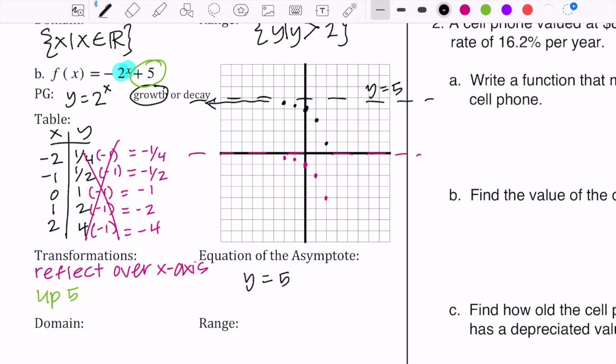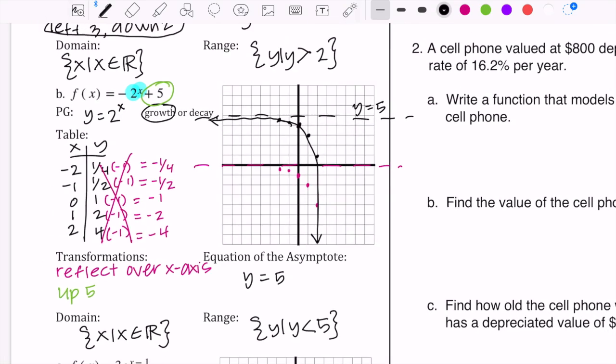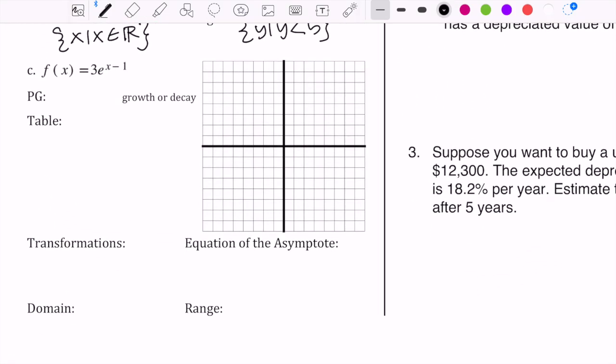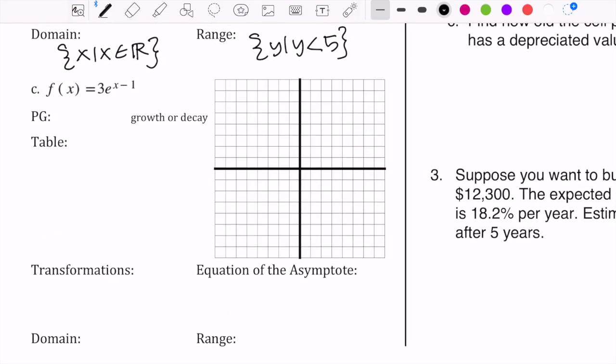And then we are going to make sure we draw this whole graph. Domain: x such that x is an element of the reals. And then the range, again, y such that y, and it always has to do with that horizontal asymptote, but this time we're below. And again, with exponentials, you don't touch that asymptote, so we have to take off the equal to sign that we've used in the past.